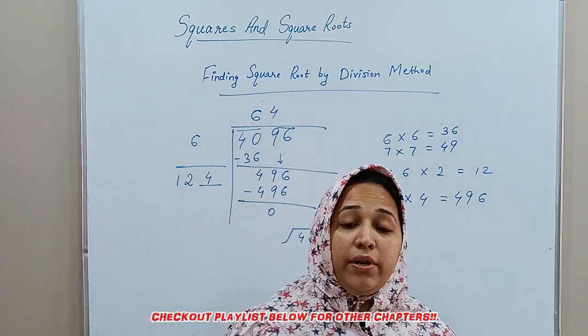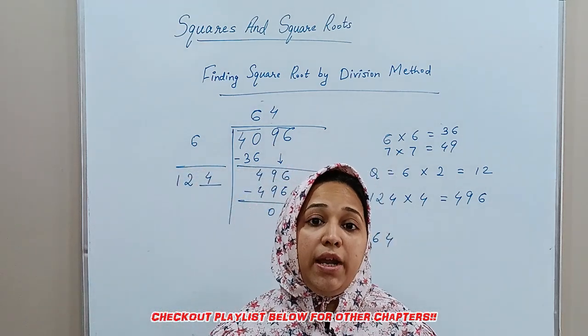This is how you can find the square root by the long division method.